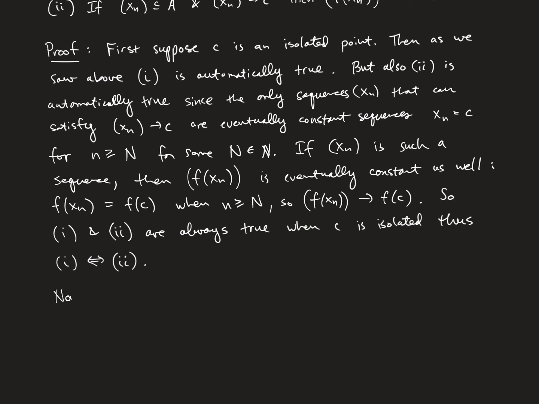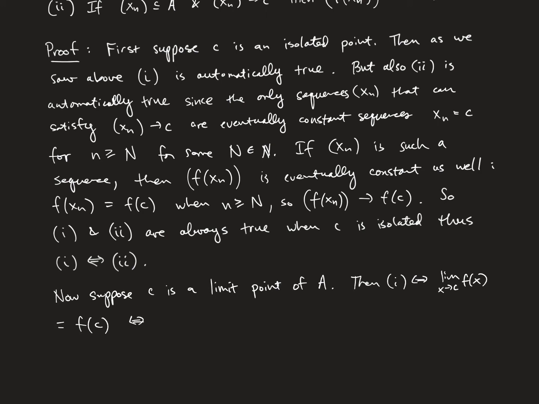Okay, so now suppose that C is a limit point of A. Then 1 is equivalent to saying that the limit as x approaches c of f of x equals f of c, and that is equivalent to the statement: if xn is a sequence in A which never uses c, and xn approaches c, then f of xn approaches f of c.